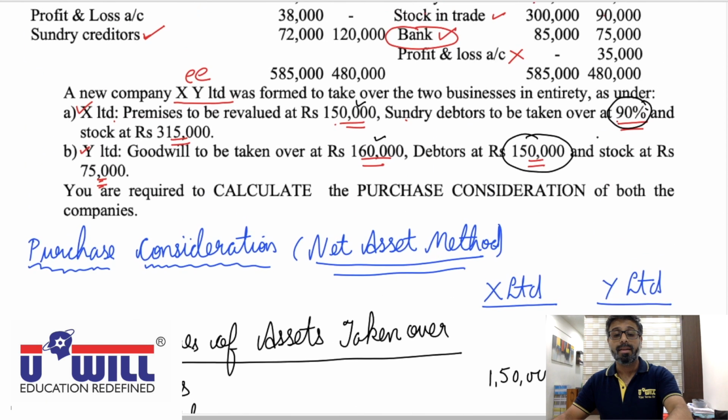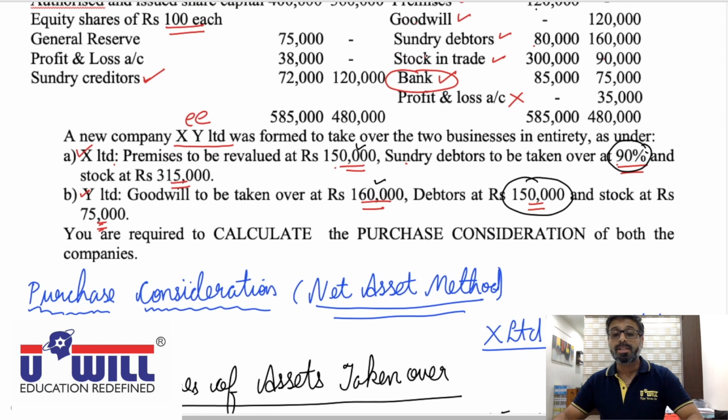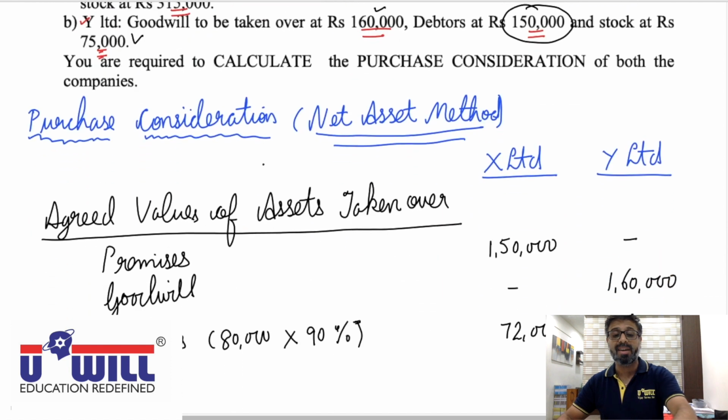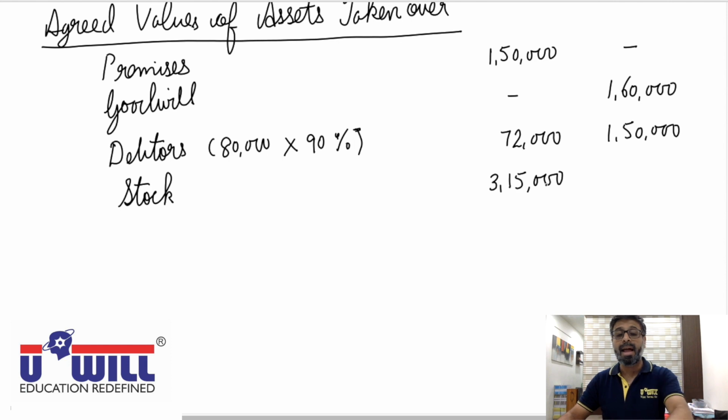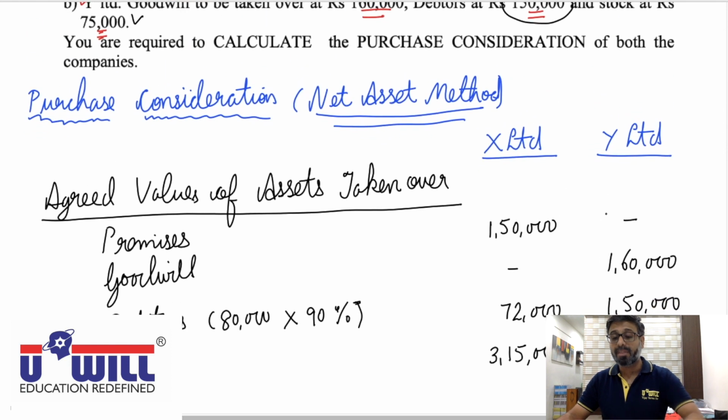Okay. Then after that, stock in trade values are directly given, 3,15,000 in case of X Limited and 75,000 in case of Y Limited. You all can see here 3,15,000 and 75,000. So stock in trade, or simply stock, 3,15,000 and 75,000.